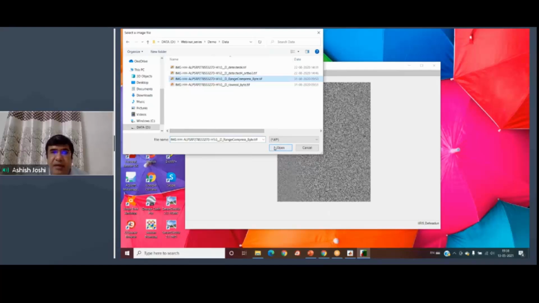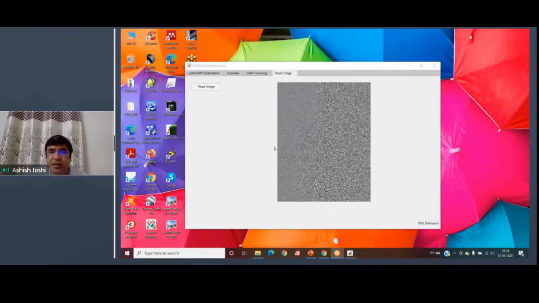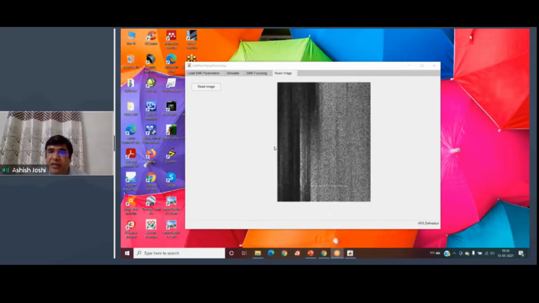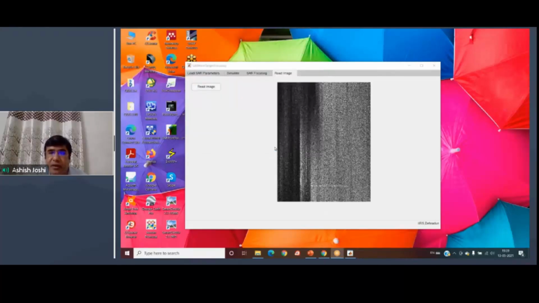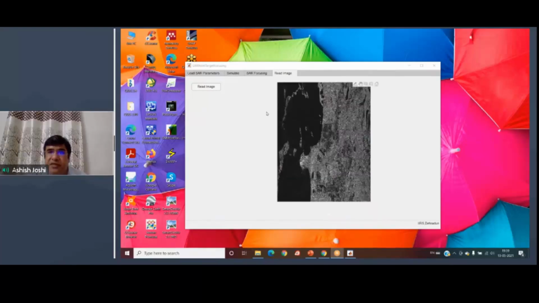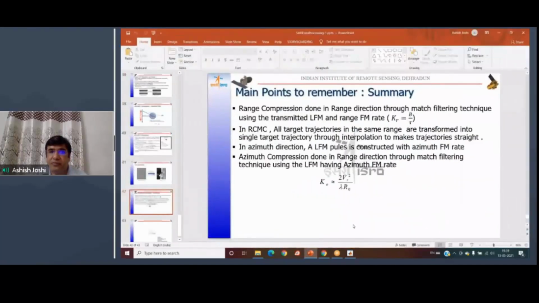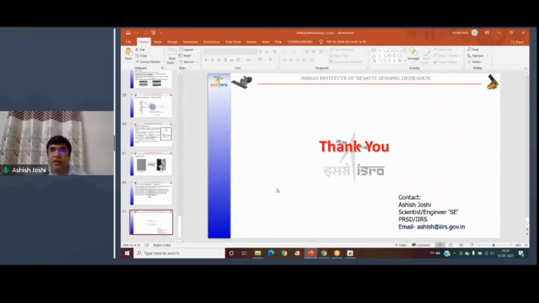After range compression, how does the data look? We have done it just in the range direction. So this is the data after the range compression, and it is not focused. After that we have to do azimuth compression and RCM correction also. After that, this is how the final product will look. So this is the focused data. Okay, so this is the overall SAR raw data processing. Okay, I will end now.